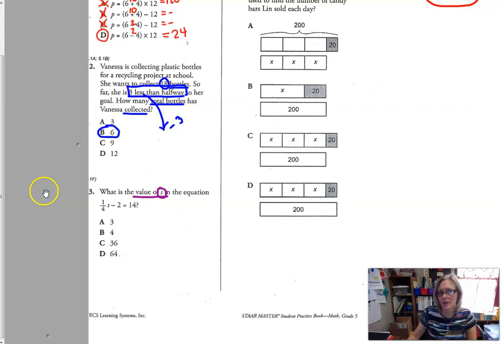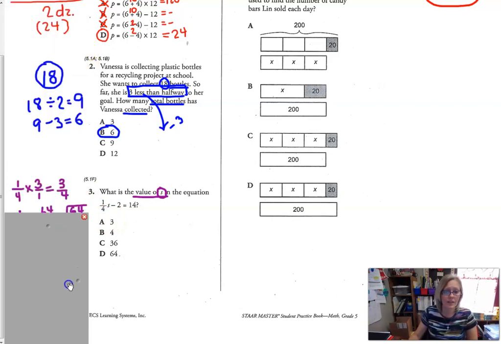Well, I'm kind of hiding what I did over here, but one of the ways that you could have solved this is to plug in each number down here as the s. So I could have said 1/4 times s minus 2, does that equal 14? 1/4 times 4 minus 2, does that equal 14? And I could have done that as many times as it had taken. So I'm going to show you what I came up with here.